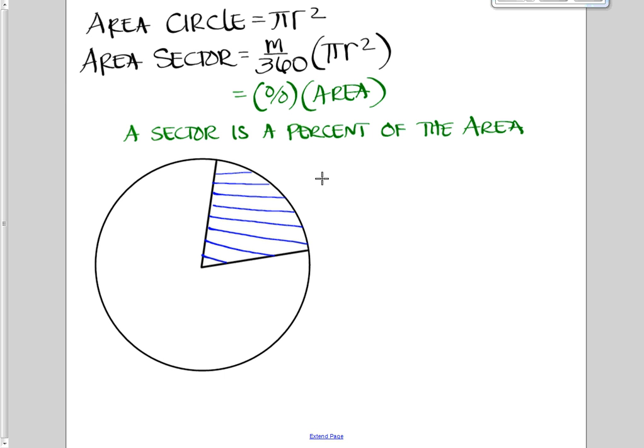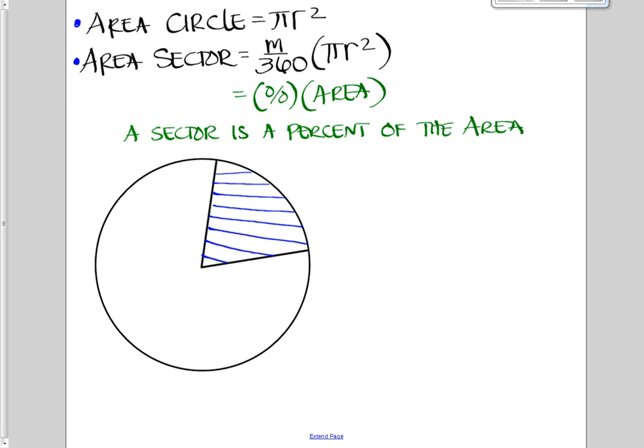There's one idea that's come up in class: how do we figure out the area of a sector? I have the basic breakdown on here. We start with the idea that the area of a circle is pi r squared, which we're familiar with, and then we move on to the area of the sector. What we're saying is that the sector is just a portion of the circle, a percentage of the circle.